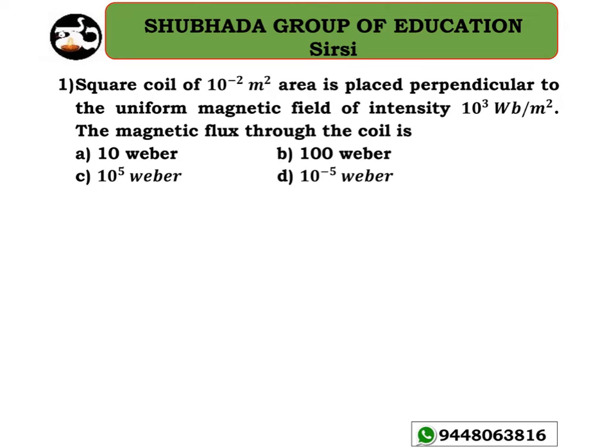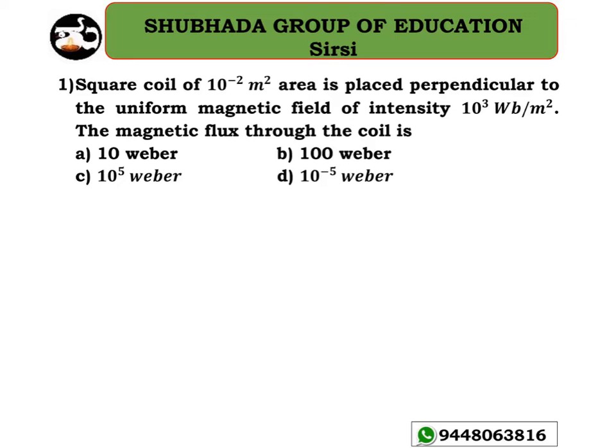So here is a problem on electromagnetic induction or EMI. Let's solve some more problems on them. A square coil of 10 to the power of minus 2 meter square area is placed perpendicular to the uniform magnetic field of intensity 10 to the power of 3 Weber per meter square. The magnetic flux through the coil is?